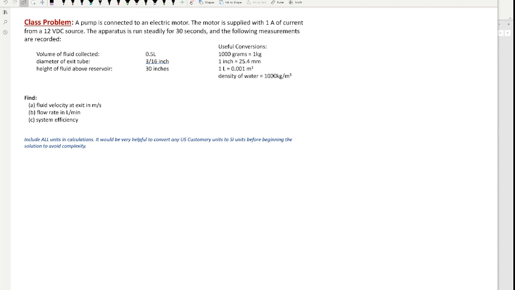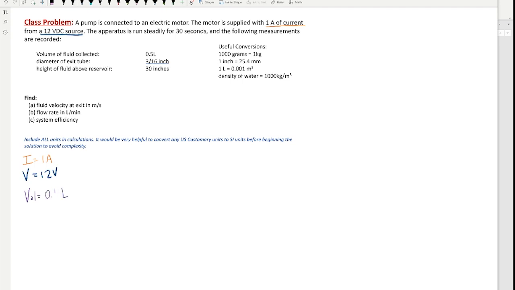So the way I would start working this problem is I would start to identify the known information that's given to me in my problem statement. I know that I have 1 amp of current, so current is equal to 1 amp. I also have a 12-volt DC power source, so my volts is 12 volts. I also know that the volume of the fluid that's collected is equal to 0.5 liters.